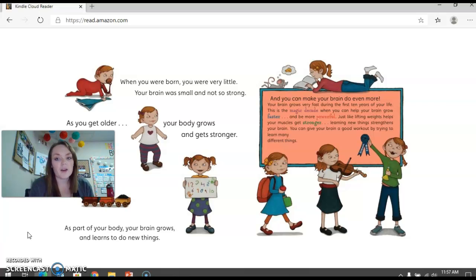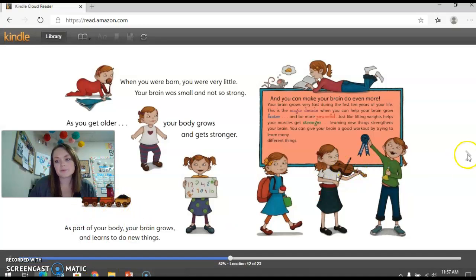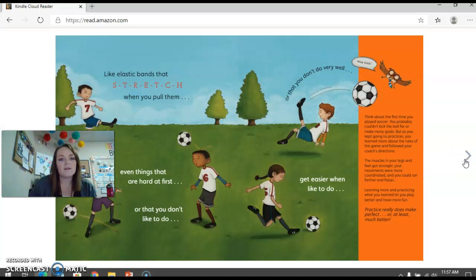This is the magical decade when you can help your brain grow faster and be more powerful, just like lifting weights helps you get muscles, get stronger. Learning new things strengthens your brain. You can give your brain a good workout by trying to learn many new things, like elastic bands that stretch when you pull them. Even things that are hard at first or that you don't like to do very well can get easier.